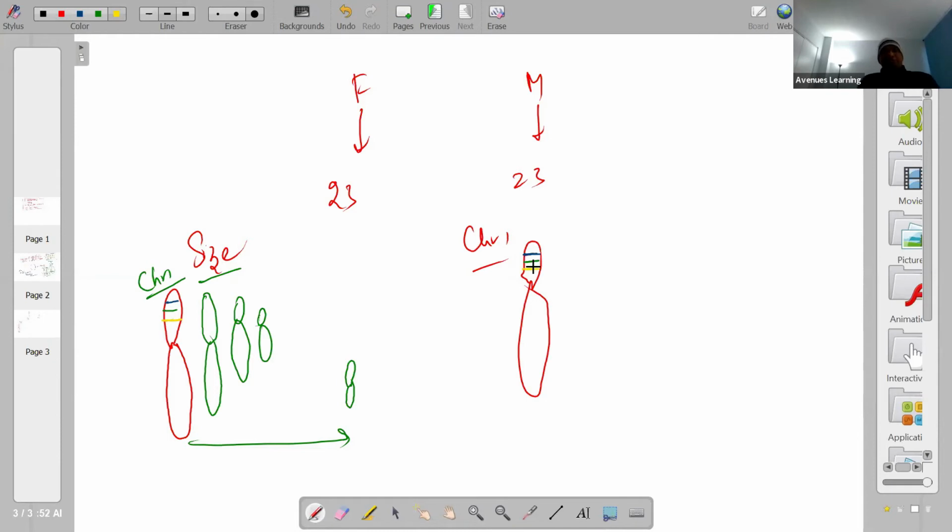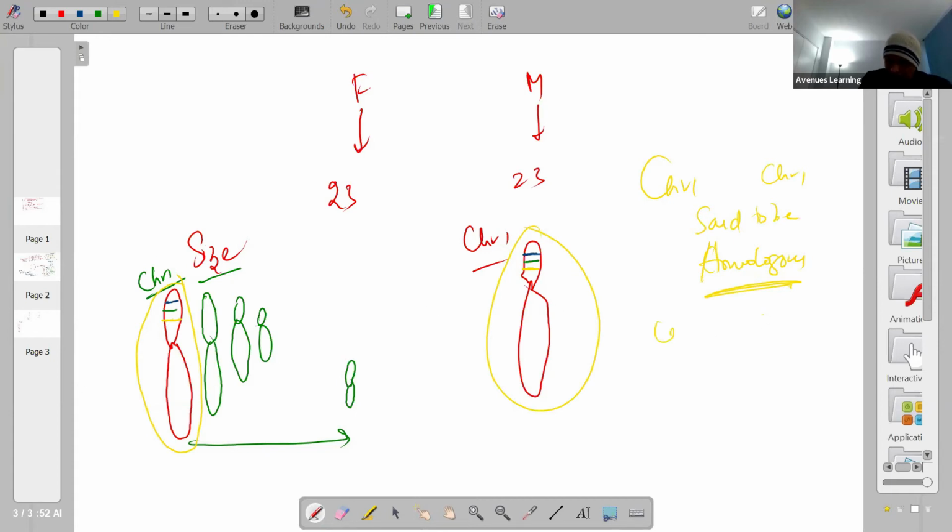Okay, you will see more or less the same arrangement. So this one and this one, that is chromosome 1 from father and chromosome 1 from mother, are said to be homologous. Chromosome 1 from father and chromosome 1 from mother are homologous. Chromosome 2 from father and chromosome 2 from mother are homologous. Homologous usually means having similar, so they usually have the same set of genes in the same arrangement.